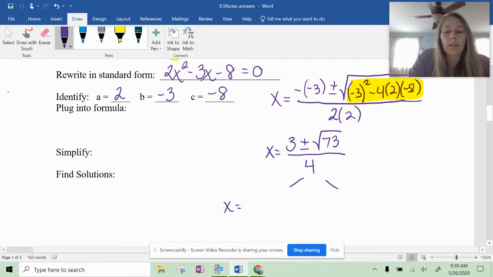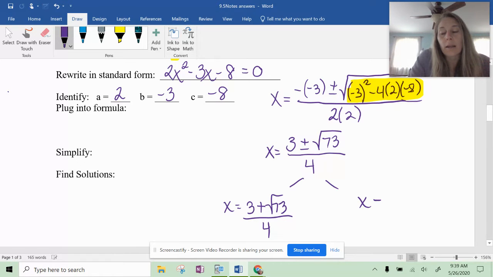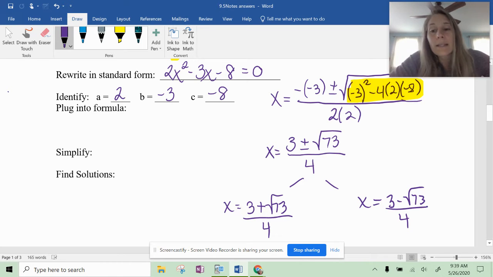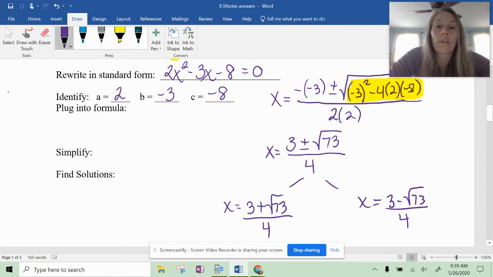So the first one is 3 plus the square root of 73, divided by 4. And the second option is 3 minus the square root of 73, divided by 4. Now, the reason why I did that is because sometimes when you're doing quizzes for homework or a real quiz or whatever, the answers will be left in radical form. So you will actually see it written like this: 3 plus square root of 73 over 4, 3 minus square root of 73 over 4.